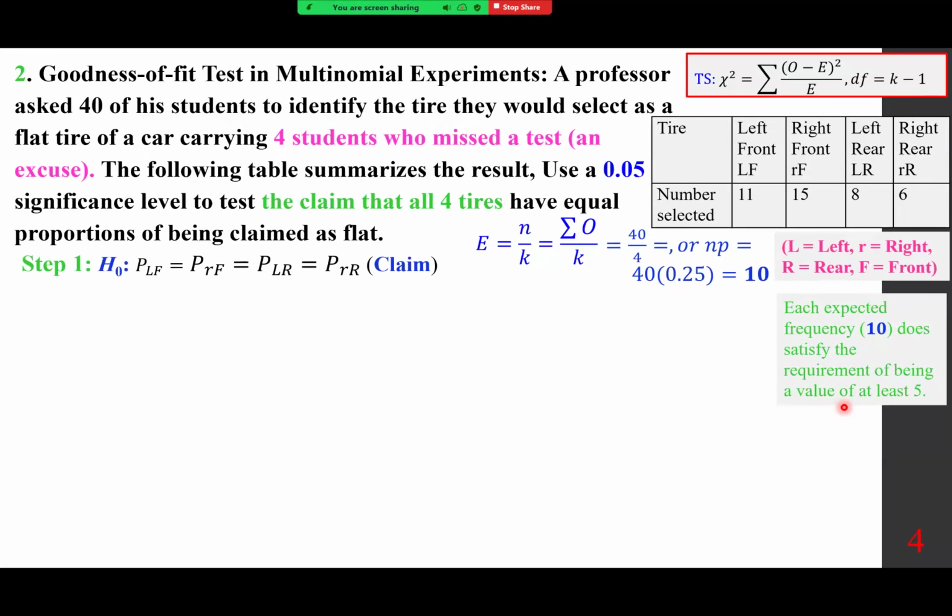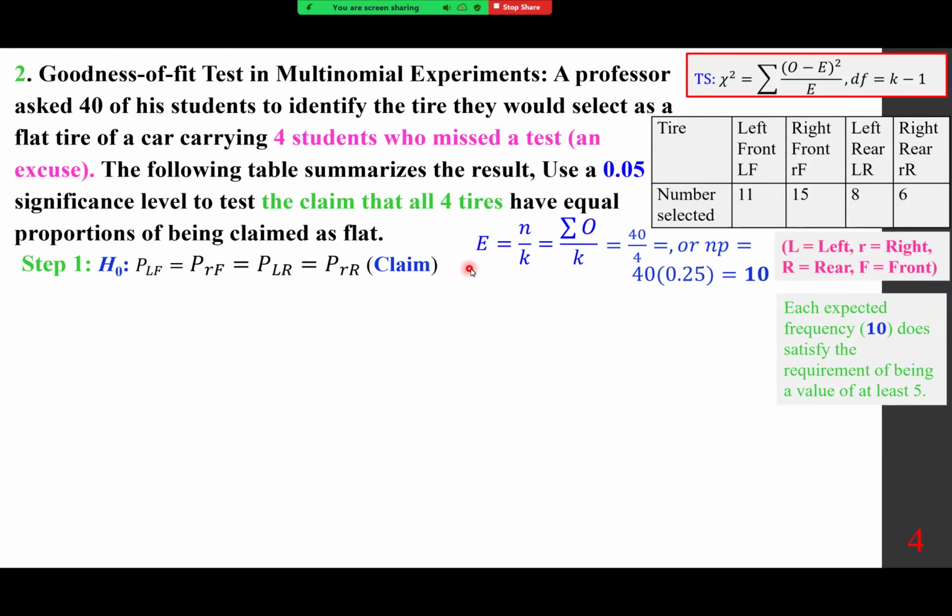So here's H0. The probability of each tire is the same. LF, we said left front, RF, the right front, LR, capital L, capital R, the left rear, and RR, the right rear. So 4 different locations for the tire, and that's the claim. Or you can say equals 0.25 in this case.